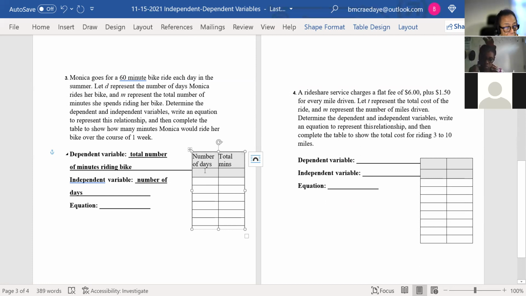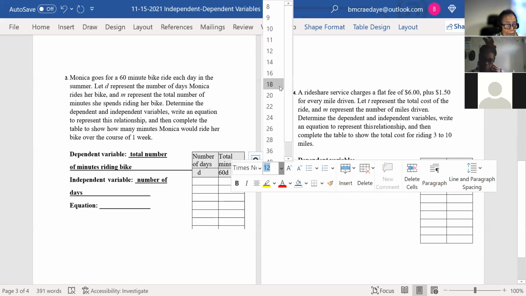Well, actually, the number of days we were given as D, right? So D represents the number of days. So let's put D. And the total minutes is how many minutes does she ride a day? 60 minutes. So that would be 60 times D. So number of days is D, and she rides 60 minutes per day. So let's make that bigger.